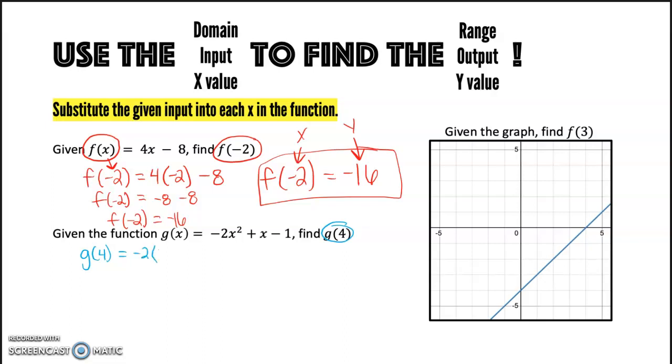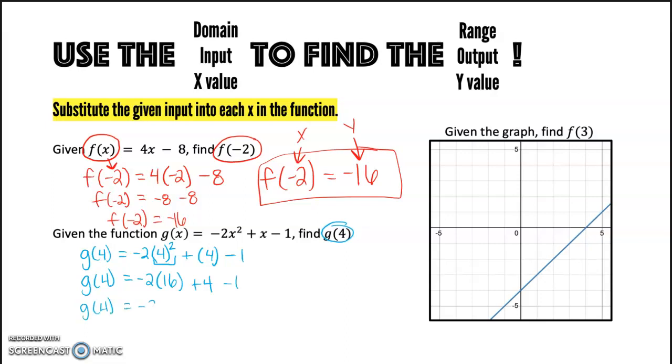Negative 2 times 4 squared plus, I always do it in parentheses when I'm replacing it just to make sure all my signs stay correct, plus 4 minus 1. All right, so from this point, it's order of operations. There's no parentheses or any operations within parentheses, but we do have exponents. That's next on the list. So that's where I'm going to start simplifying, and that is 4 squared. So that's negative 2 times 4 squared is 16, plus 4 minus 1.